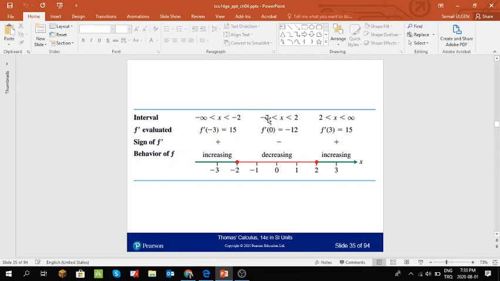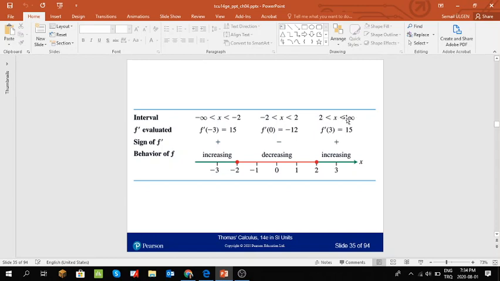Similarly for decreasing, we just look at between negative 2 and 2. Take the derivative, pick a number in between, say 0. You can take 1, you can take negative 1, put in f prime, you're going to get a negative value. So this negative value is going to tell you that the sign of f prime in this interval is always negative. If the derivative is negative, then this means f is going to be a decreasing function here.